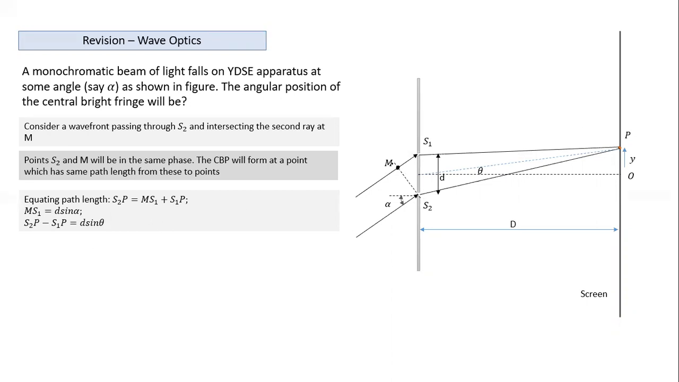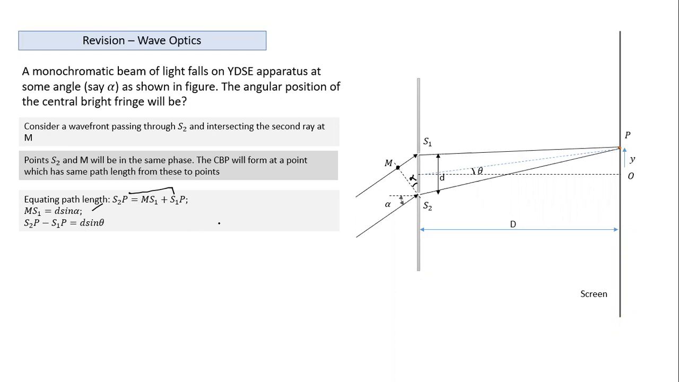What is MS1 here? This length. This angle is alpha, this is 90 minus alpha, and this angle also is alpha here. If this angle is alpha and this is d, this will be equal to d sine alpha. So MS1 is d sine alpha. And from this equation, we already know S2P minus S1P. Let's say this central bright fringe is forming at an angular position of theta. So this path difference depends on angle theta and is equal to d sine theta. If we substitute these 2 values in this equation, S1P we bring to this side, it becomes S2P minus S1P, which is equal to d sine theta, equal to d sine alpha.